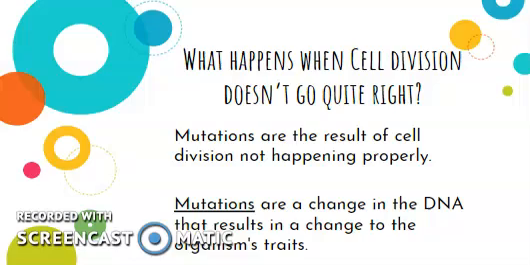But that doesn't always happen perfectly. So when that cell division doesn't go quite right, it results in what's called a mutation. So mutations are the result of cell division not happening properly. And what happens when the cell division doesn't go exactly right is that the mutations are a change in the DNA. And that change in the DNA ultimately shows a change in the organism's traits. Sometimes it's very minor, sometimes it's much more obvious.